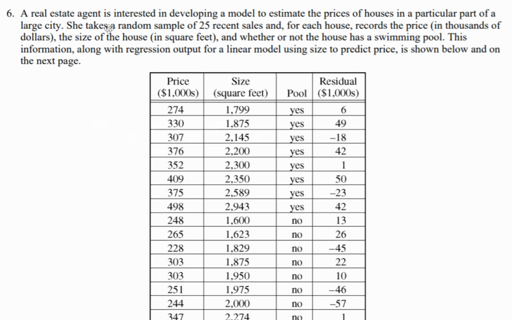So she has a random sample of 25 homes, and for each house she records the price and so forth. And what this problem focuses on is whether or not the house has a swimming pool. So if we take a look, for example, at some of the data, look at this first house here. The answer is yes, it does have a swimming pool. We see its square footage. That's how big the inside of the house is.